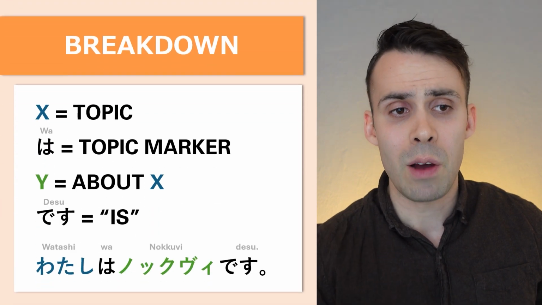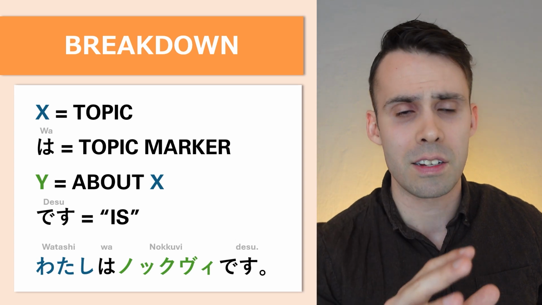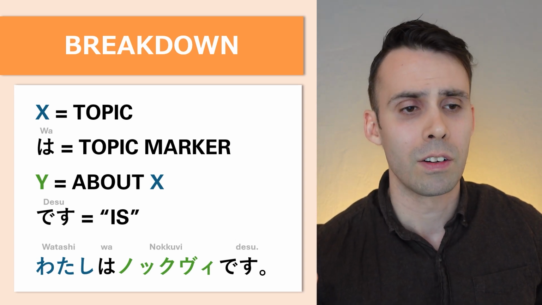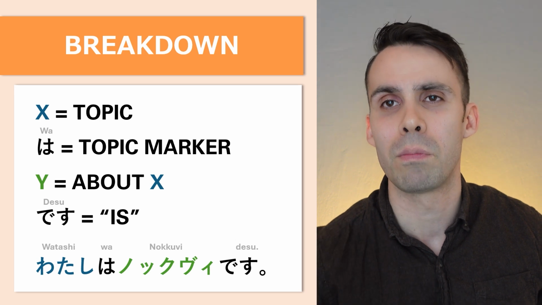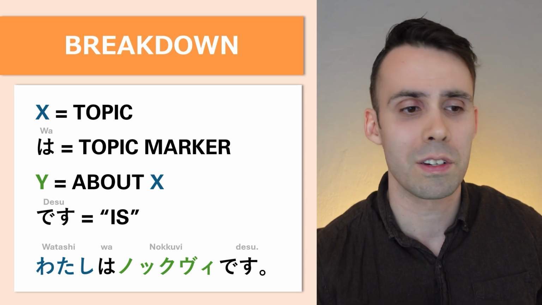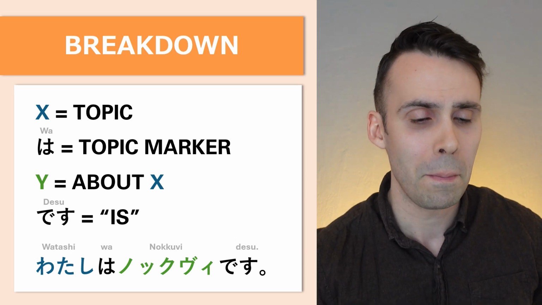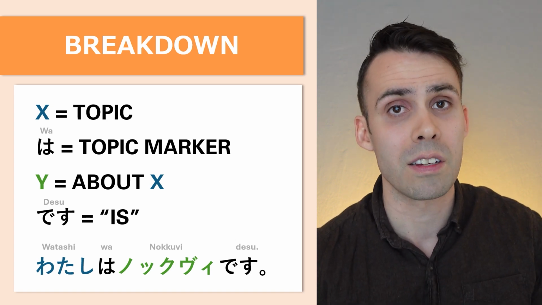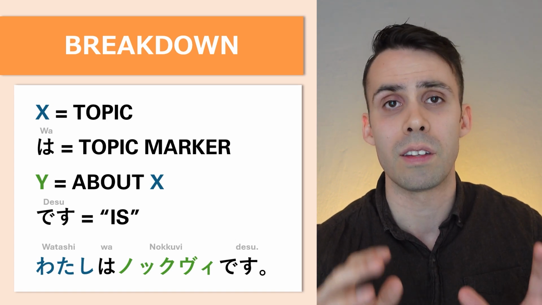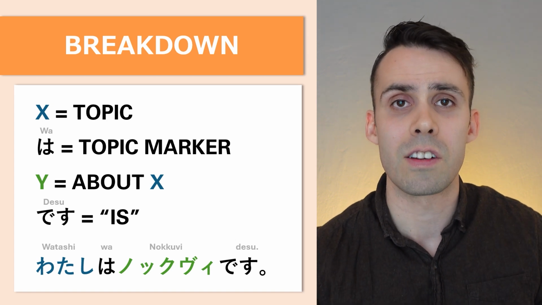If we break this down a little bit, we can see that the X is the topic, and then wa is the topic marker. And this is a particle which I will explain a little bit later. And then we have Y, which is something about X in this instance. And then we end it with desu, which is stating that something is.